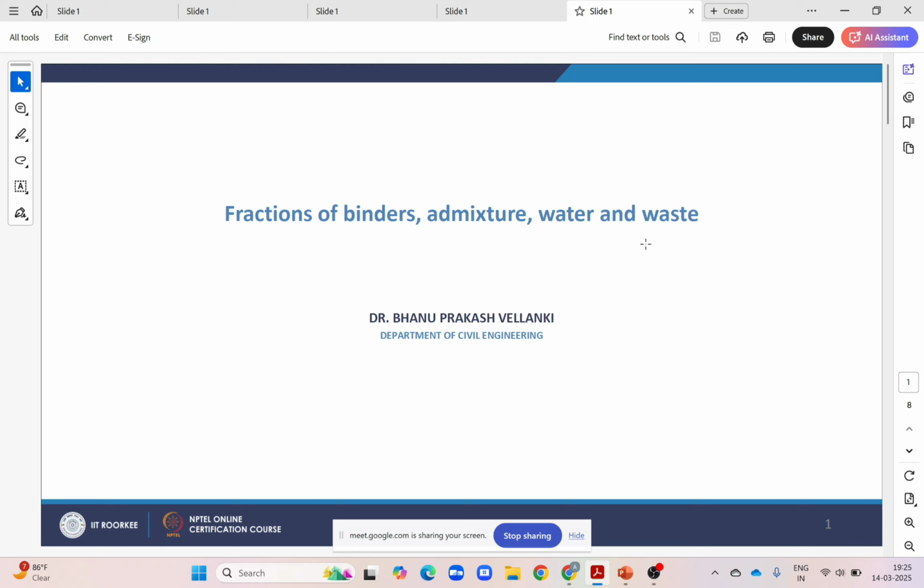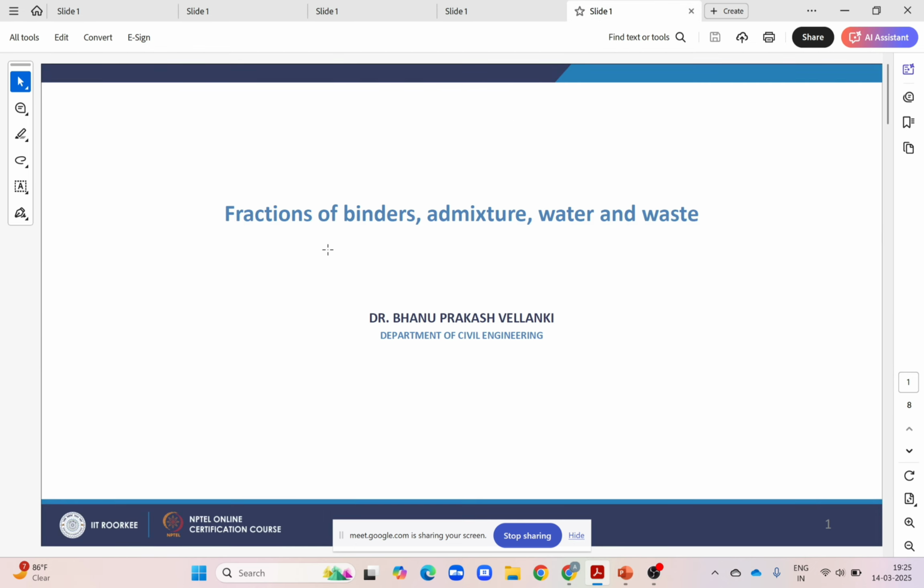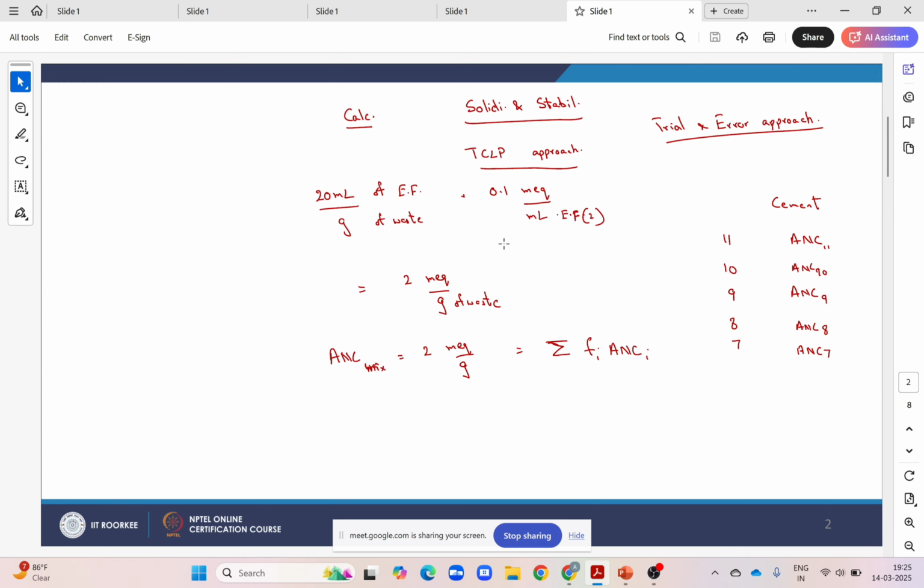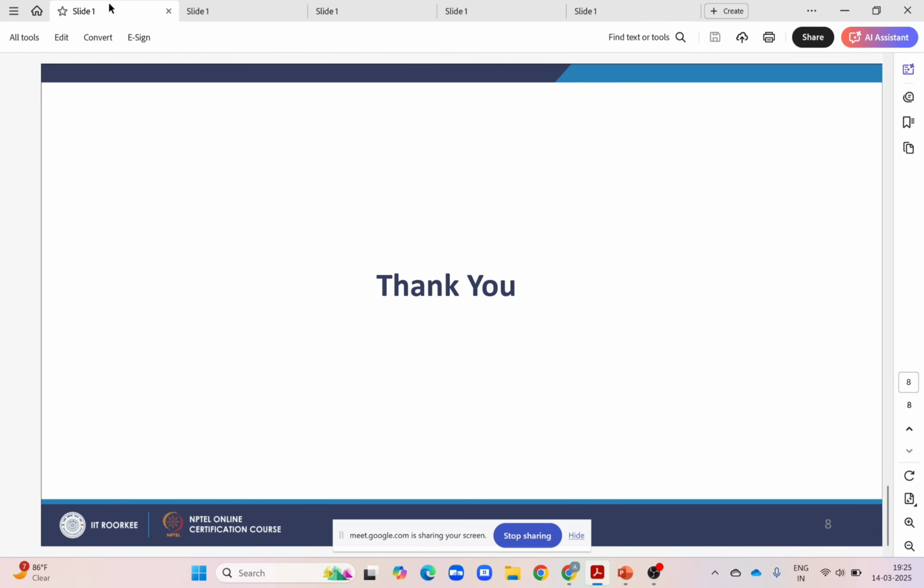So again, the fraction of binders, admixture, water and waste. We will try to solve a numerical based on this approach, so we'll discuss these there.